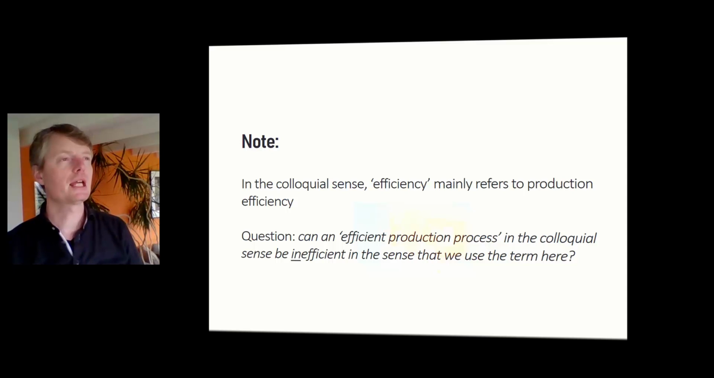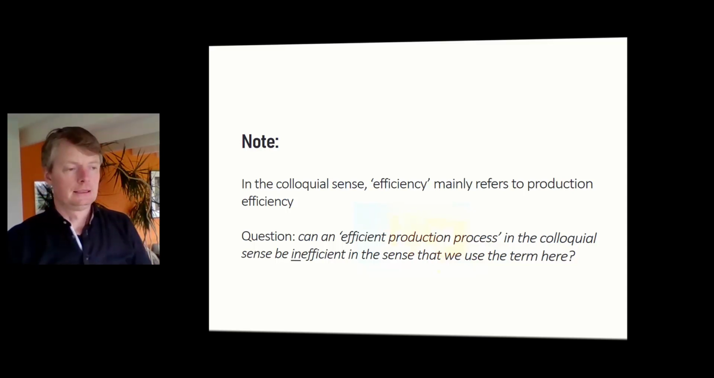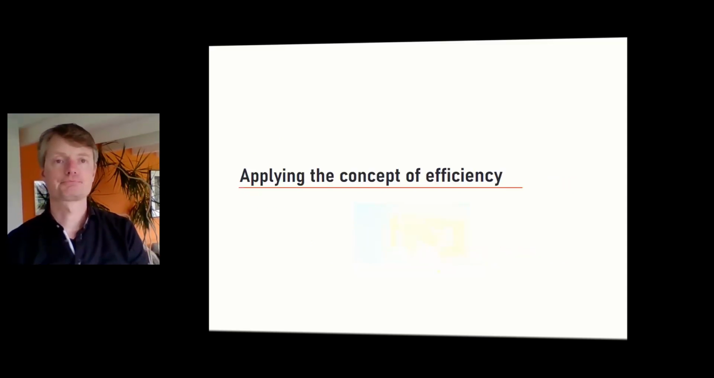Could it be that we have a production process that is very efficient in the colloquial sense, but not efficient in terms of welfare economics? And we'll discuss that within the context of agricultural production. Well, we get a lot more output given the input in that sector, by all means. But we'll then be discussing the welfare consequences of that.